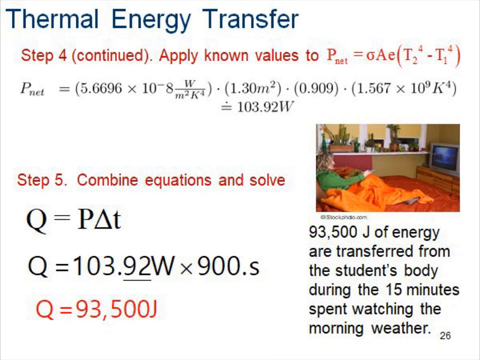And step 5, we can combine those equations to solve for our energy transferred. So P was 103.92 times the change in time, 900 seconds, and I get an energy transferred of 93,500 joules. So that is telling us in this example, 93,500 joules of energy are being transferred from the student's body during the 15 minutes spent watching the morning weather.